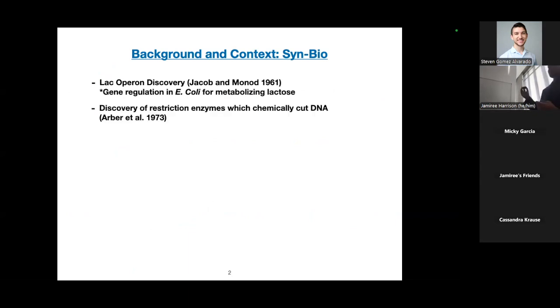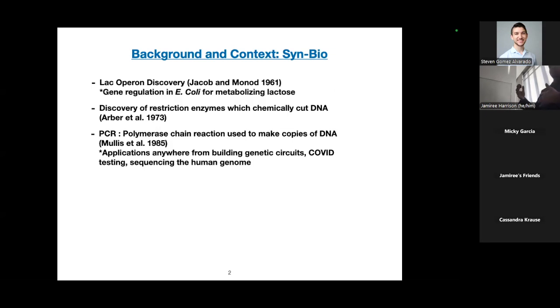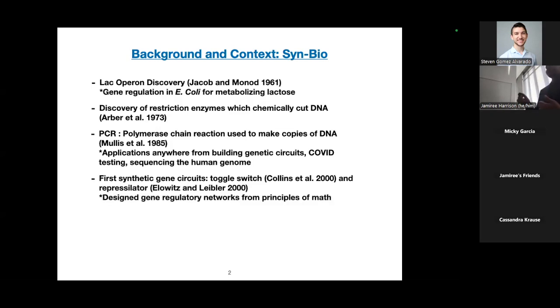After this, we have restriction enzymes that were discovered that can chemically cut DNA. And that process is used in PCR, which most of you are familiar with in recent years due to COVID, PCR tests for COVID. You have PCR that you can use to amplify DNA, meaning you can make copies of DNA that's used in cloning for amplifying genetic parts that go into genetic circuits.